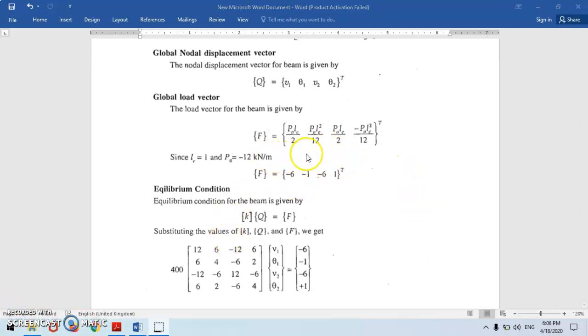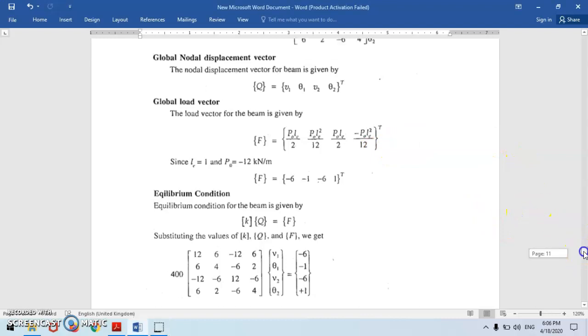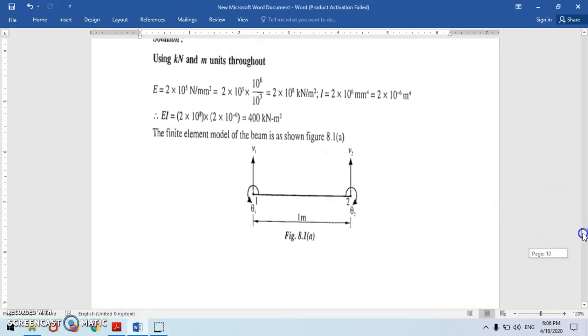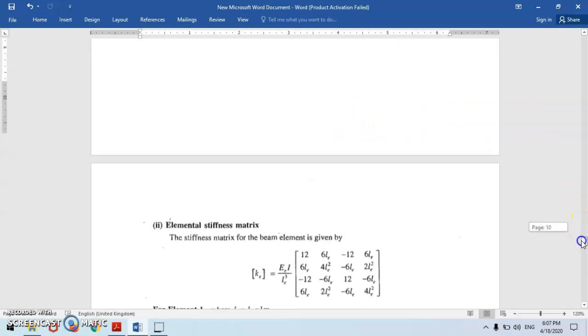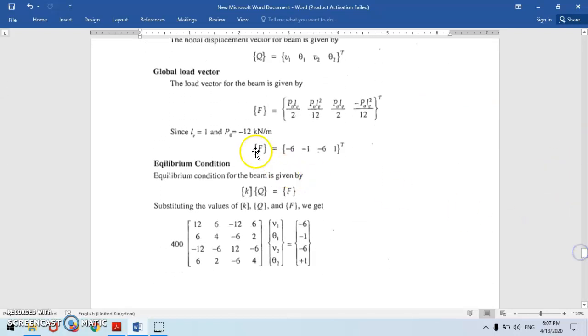In this, P naught is already given, that is minus 12 kilonewton per meter. Why minus? Because it is acting in the downward direction. Here also you can see the P naught value we have taken as minus because it is acting in the downward direction. You can see here the UDL acting in the downward direction. That is why we have taken P naught as minus 12 kilonewton per meter, and the length is already known, that is 1 meter.